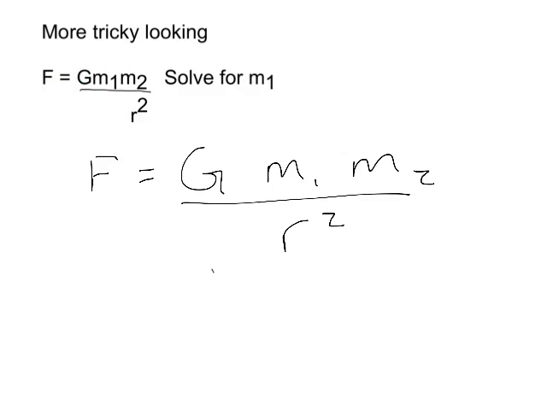Okay. Some students get thrown off because we've got an r squared here. We won't have to worry about taking the square root to get rid of this r squared unless we were actually solving for r. But here we're just solving for m1. So I'm going to take care of that first. I'll multiply both sides by r squared so that my r squared cancels out.